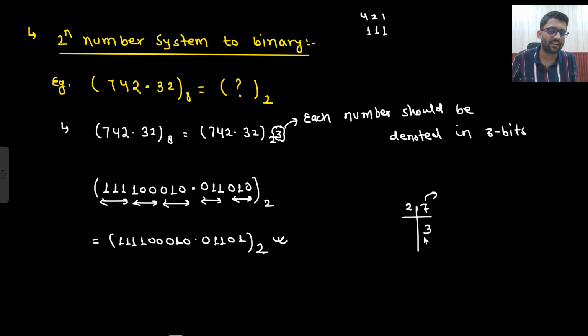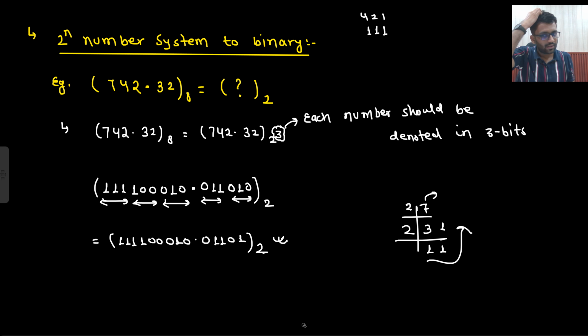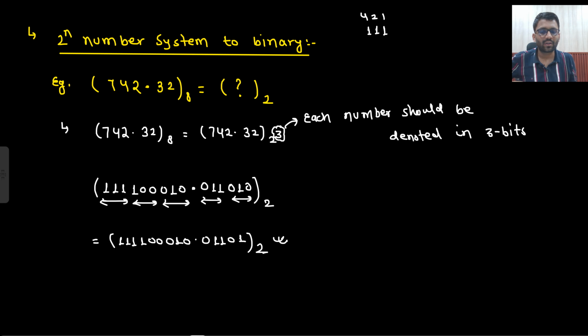And 7, this I was telling: 2 threes are 6, remainder 1; 2 ones are 2, remainder 1. So 1 1 1.